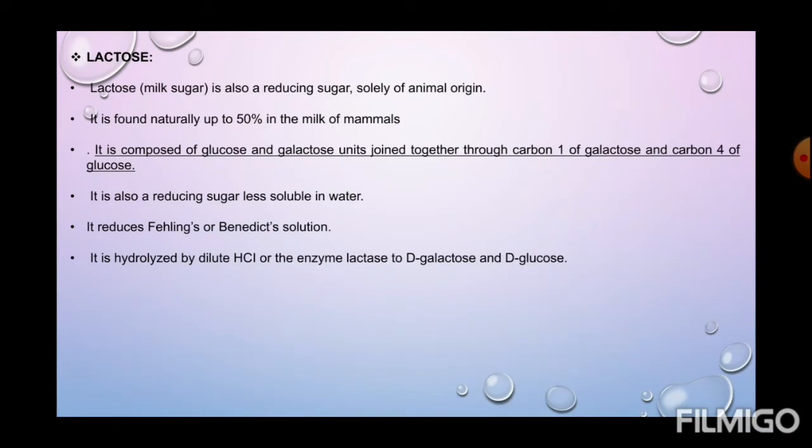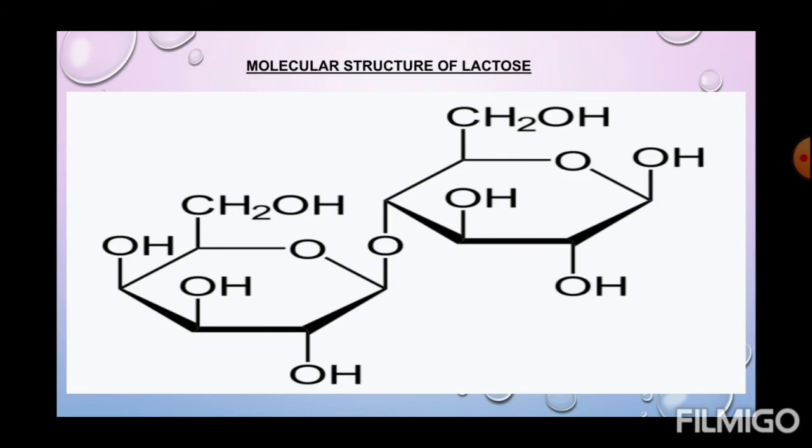When they are joined together, carbon 1 of galactose is joined with carbon 4 of glucose, meaning the galactose molecule's carbon number 1 is going to join with the carbon number 4 of the glucose molecule with a glycosidic linkage. And when they join together, a lactose molecule is formed. It is less soluble in water and can be hydrolyzed by HCl or the enzyme lactase. Just see the diagram. Now again see, one molecule of glucose and the other molecule of galactose, and they are joined by the glycosidic linkage and they form lactose.